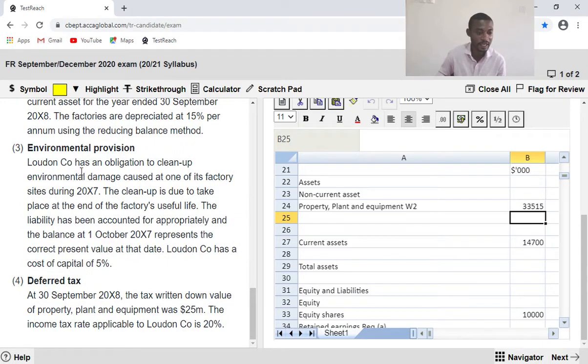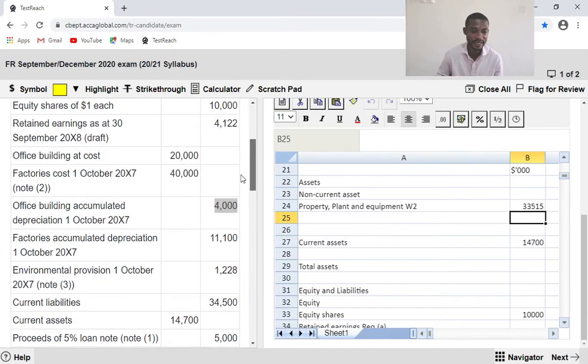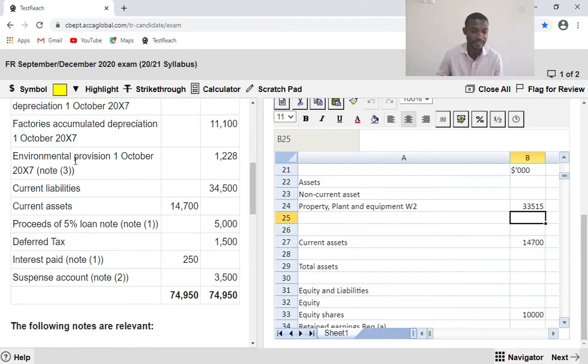So I'll move on to note 3 and see what is there. Now it says that Landlord has an obligation to clean up environmental damage caused at one of its factory sites during X7. The cleanup is due to take place at the end of the factory's useful life. Now the liability has been accounted for appropriately and the balance at 1st October X7 represents the present value at that date. So there's no problem here and the cost of capital is 5%. So it means that we only need to find the interest cost on this provision. So look at it, the provision balance as at this date was 1228.